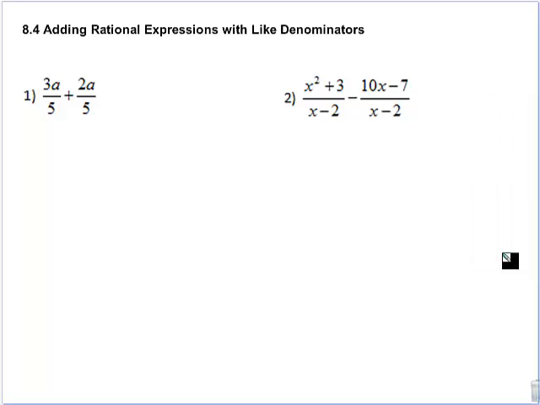All right, so today we will be talking about adding fractions with like denominators. Okay? So when we think about adding fractions, how can we add them? What's the only time when we can add two fractions together? If they have the same denominator, right? So if they have the same denominator, we can add them together.